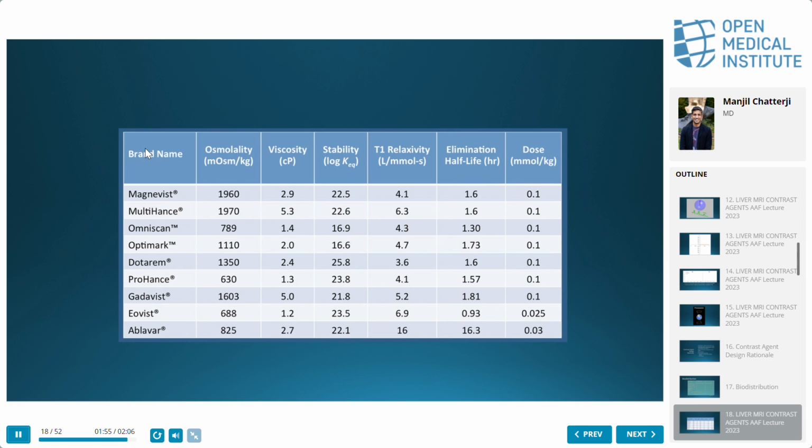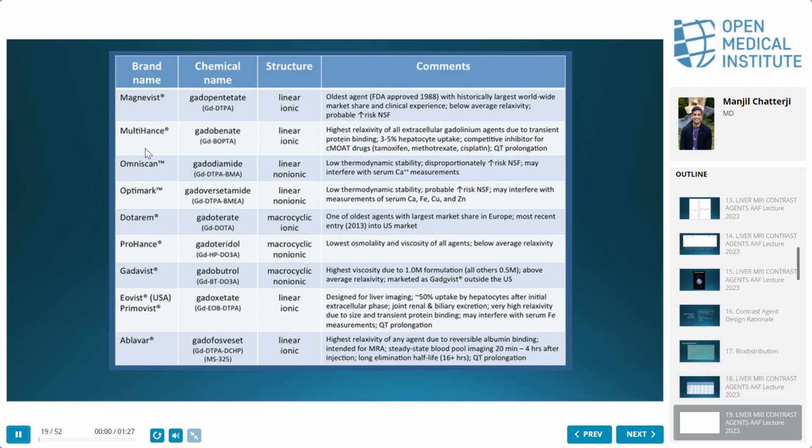Want to be thinking about half-life and how long it stays in the body. Again, be thinking to yourself, something like Eovist, compared to these other agents, is going to be different. And then finally, the dose. Some of these have very low doses due to their biodistribution. I'm going to spend a little bit of time on this chart because I really like it, and it kind of talks about some of these different agents.